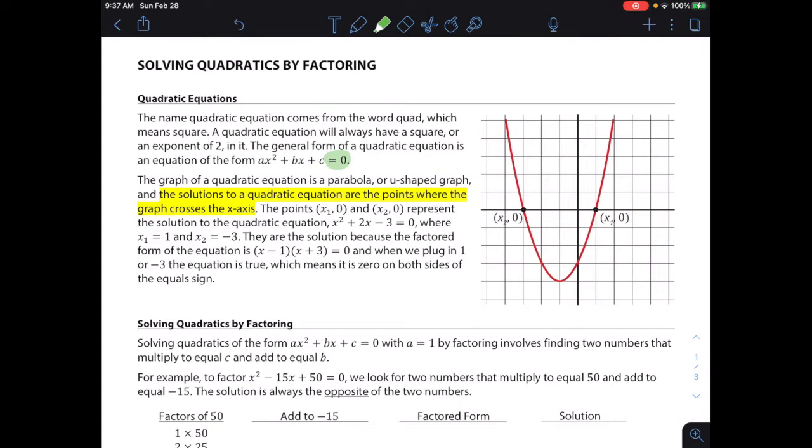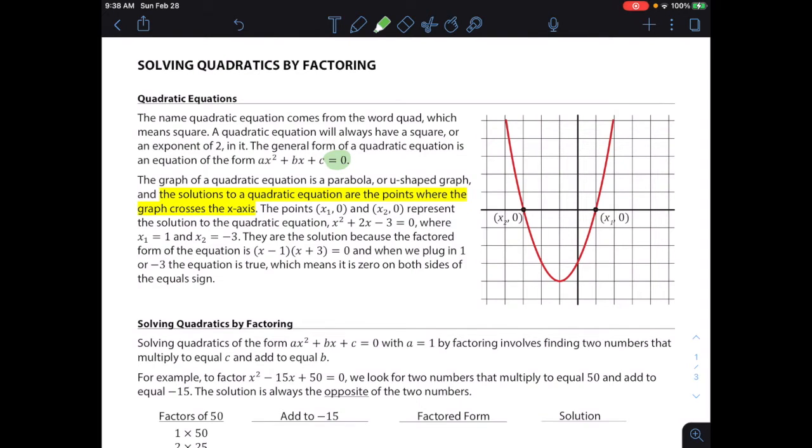There's two solutions because it crosses the x-axis at 2 points. It's possible for a quadratic equation to only have one solution, and that would happen if the very bottom of the quadratic equation was on the x-axis. All right.